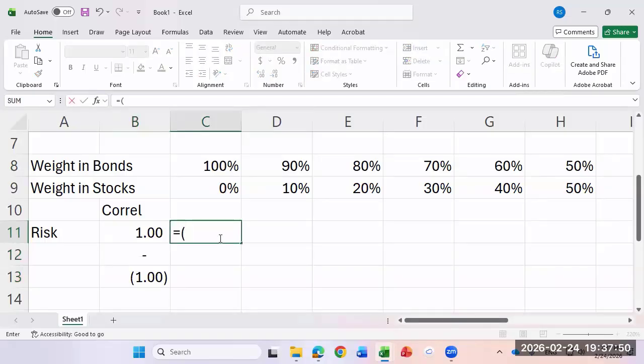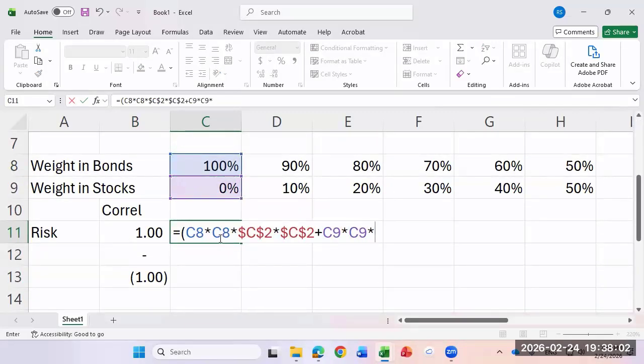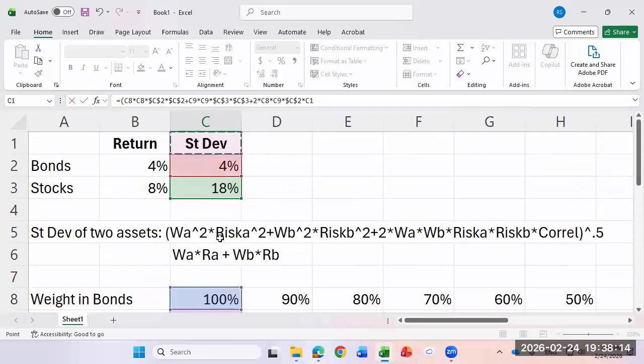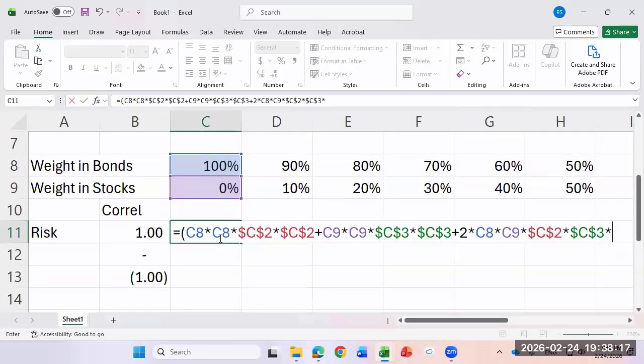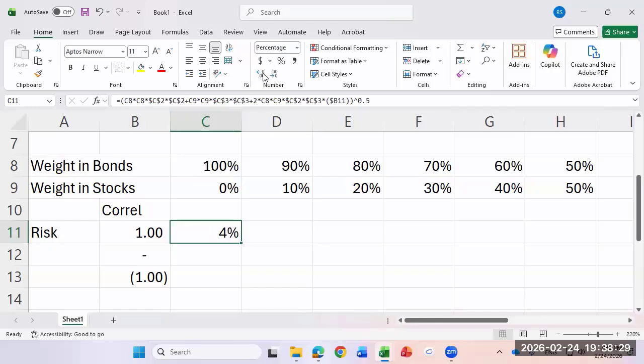So here we go. We're going to take the weight of the bond squared times the standard deviation of the bond squared, plus the weight of the stock squared times the risk of the stock squared, plus 2 times the weight times the weight times the risk times the risk times correlation, all raised to the 0.5. And you would assume that's 4% because it's 100% bonds, right?